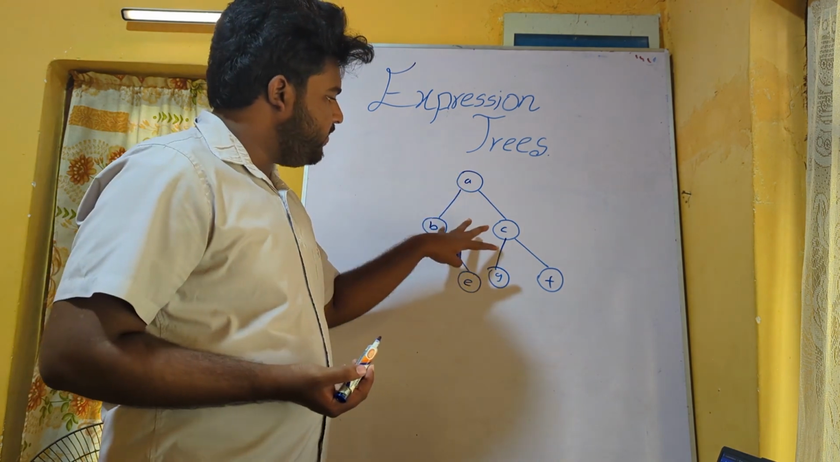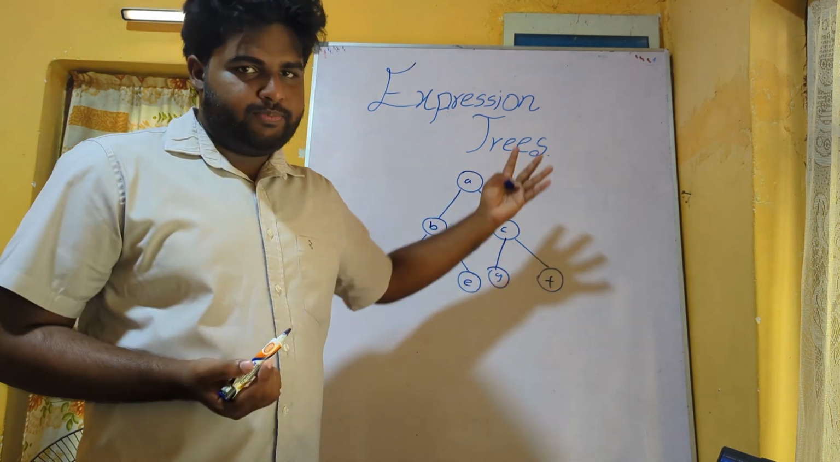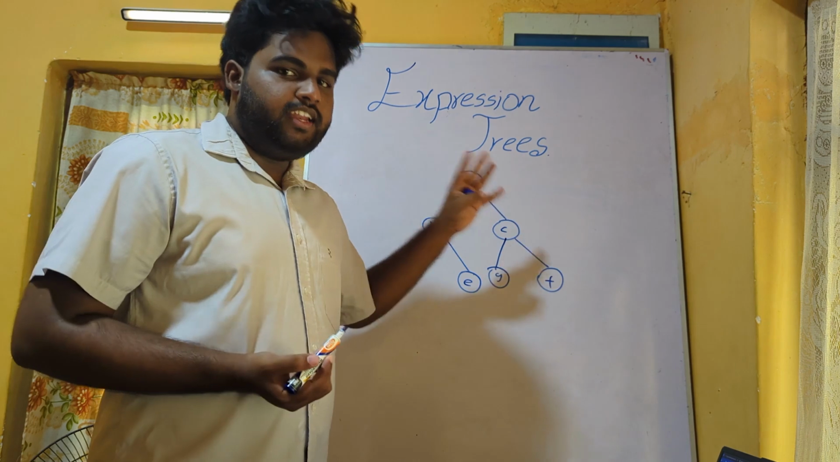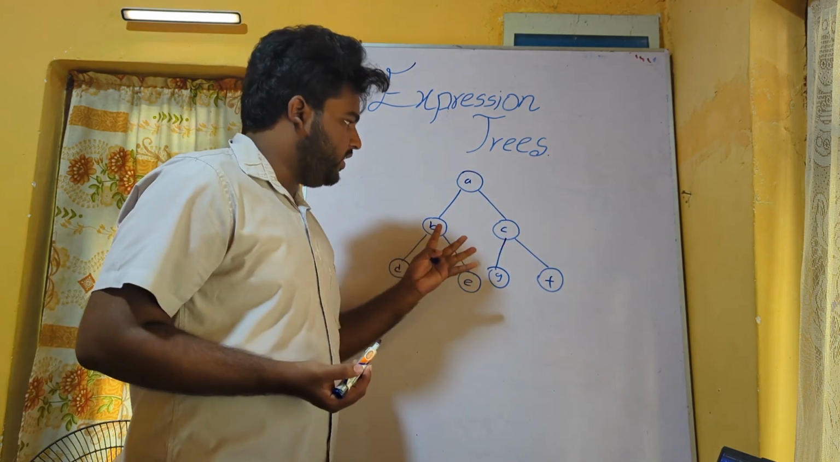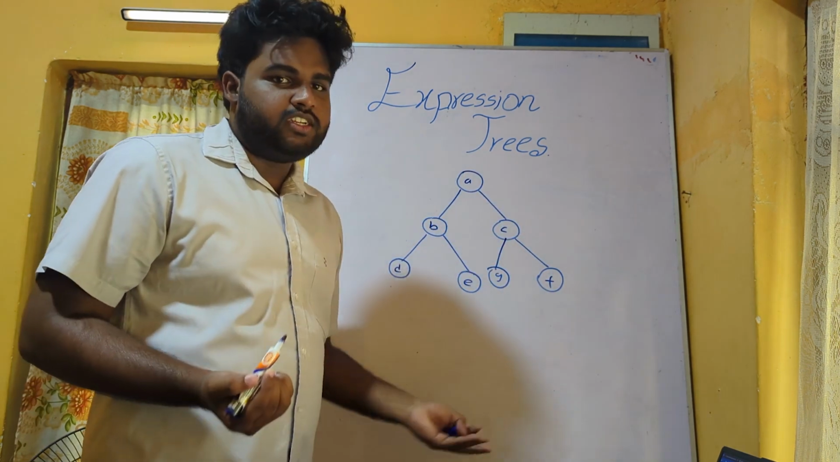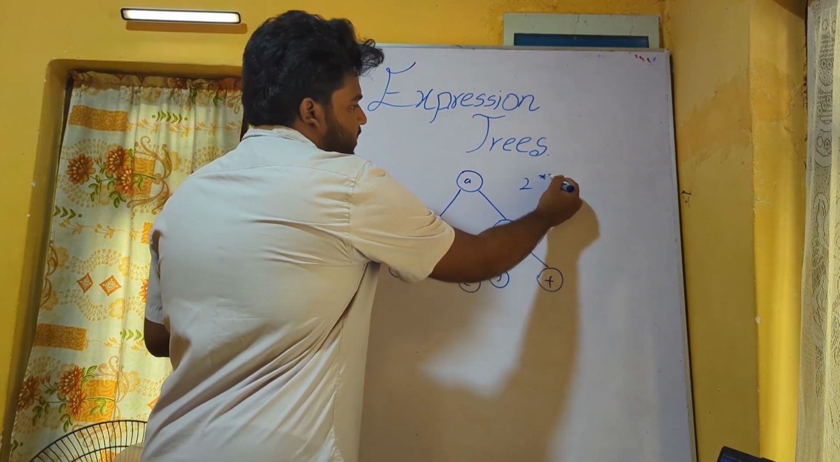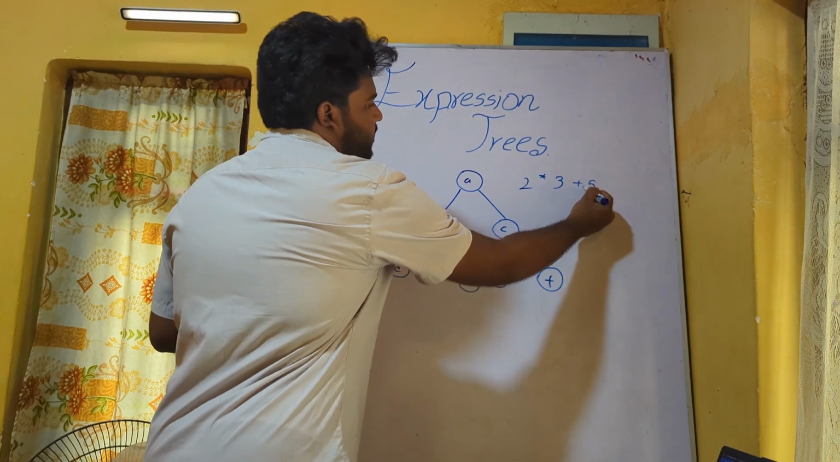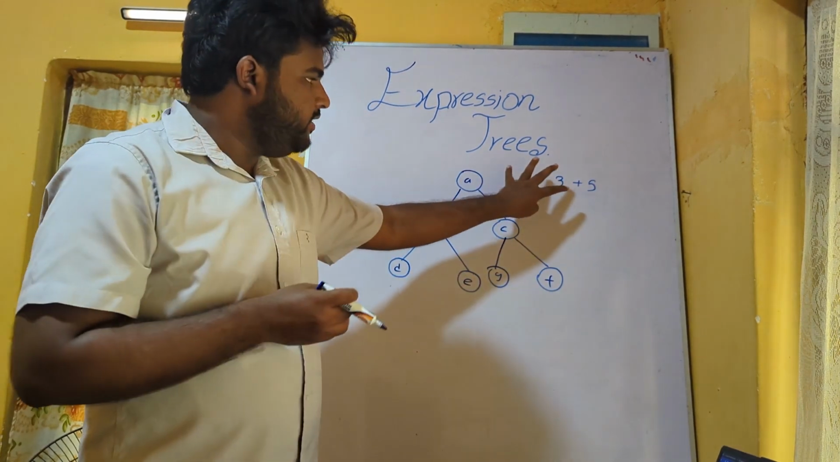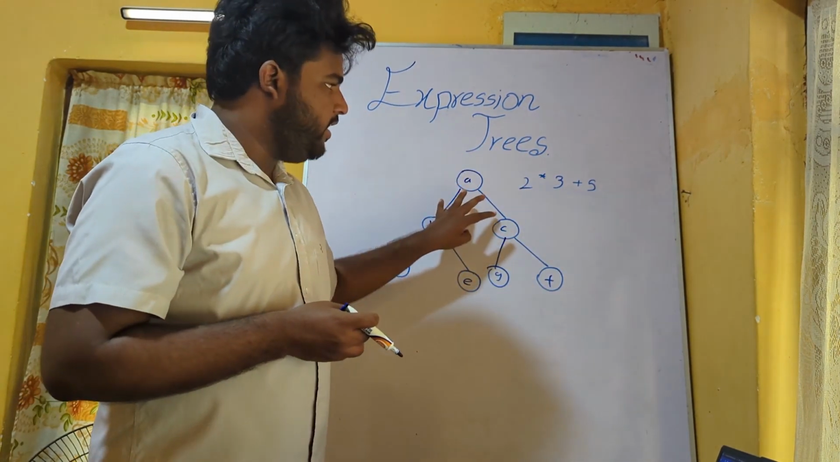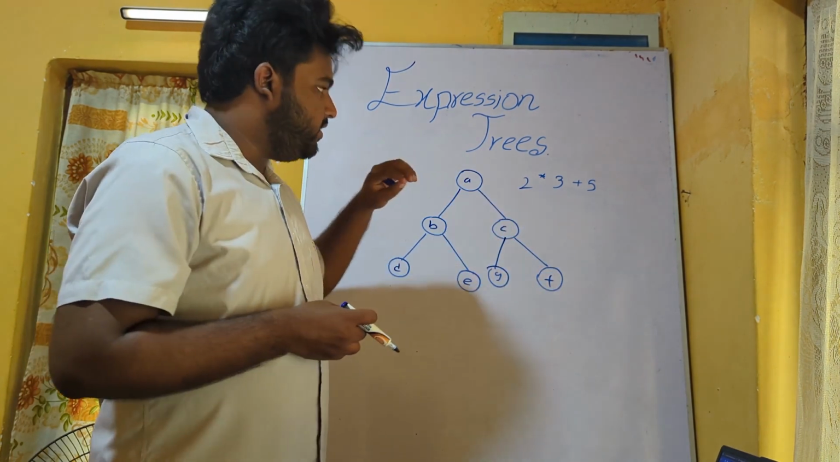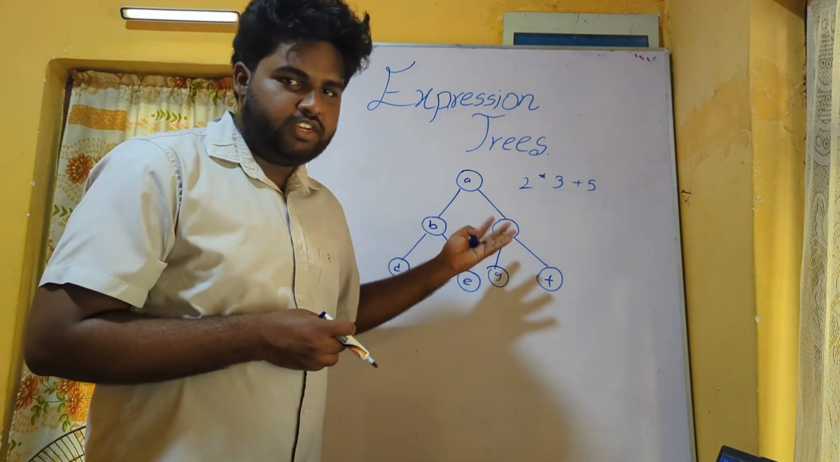So what is an expression tree? If a binary tree represents an arithmetic expression, it is called an expression tree. By arithmetic expression, I mean any kind of expression, for example a simple expression like this. If we can show this in a tree or a binary tree, then that tree becomes an expression tree.